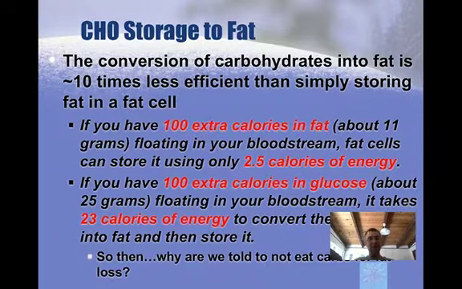So here's the example. If you have 100 extra calories in fat, about 11 grams, floating in your bloodstream, fat cells can store it using only about 2.5 calories of energy. It's easy to get fat into fat cells. It just is. Kind of makes sense. If you have 100 extra calories in glucose, about 25 grams, floating in your bloodstream, it'll take about 23 calories of energy to convert that into fat and then store it. Our bodies are smart. Our bodies don't want to waste energy to store the carbs as fat. They'll just store fat as fat.